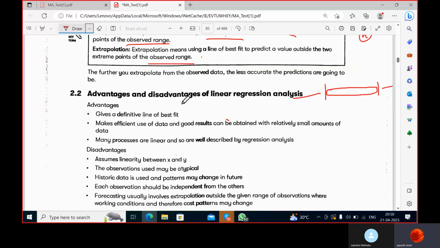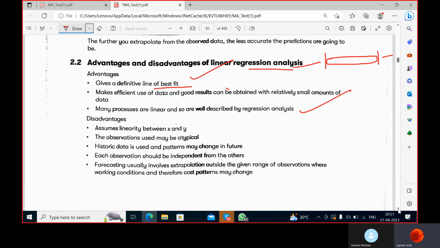So, advantages and disadvantages of linear regression analysis. Advantages: it gives a definite line of best fit, of course. It can be utilized for prediction. And many processes are linear and so are well described by regression analysis.